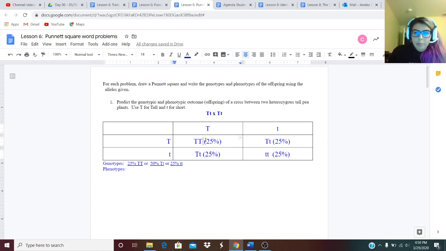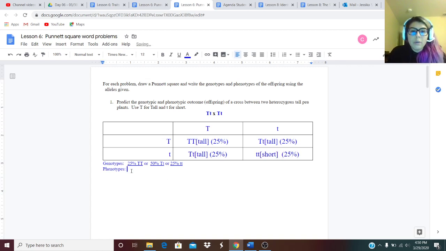So this represents tall. This one as well, even though they are different. Even though this one is homozygous and this is heterozygous, there is at least one capital T, so that is going to be represented as tall. Same thing with this one. And then finally, for homozygous recessive, we need both alleles to be present in order to see that trait. So short.